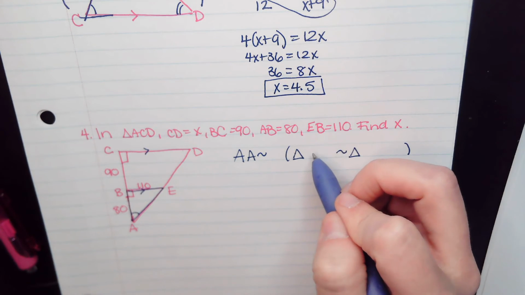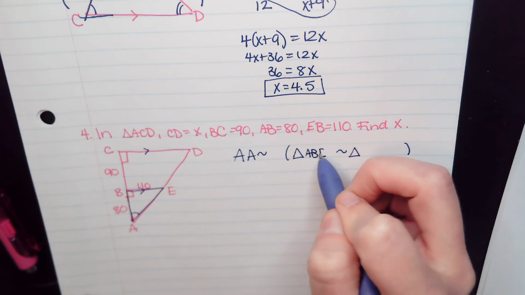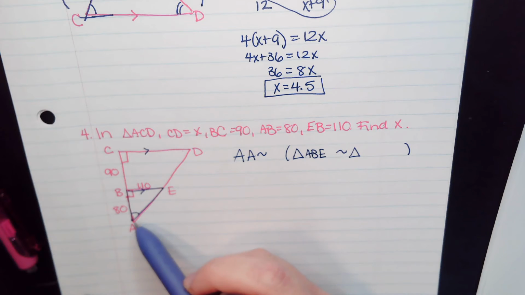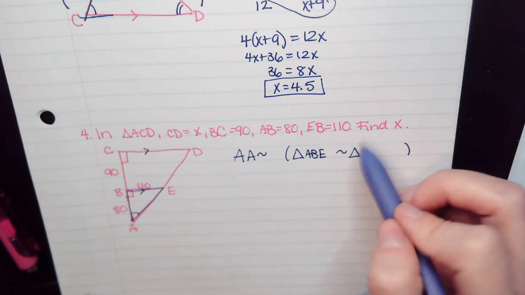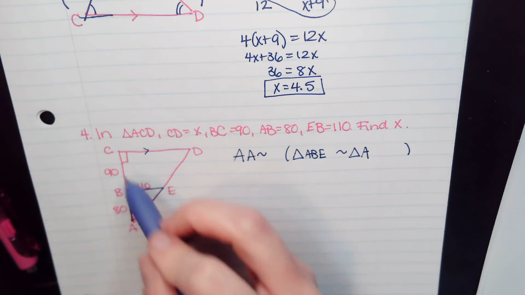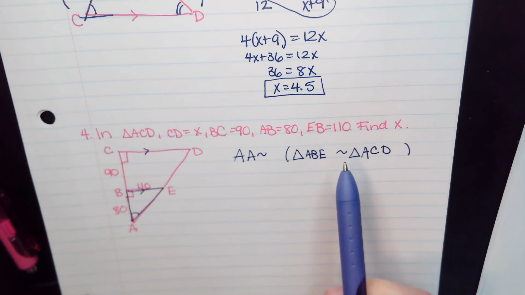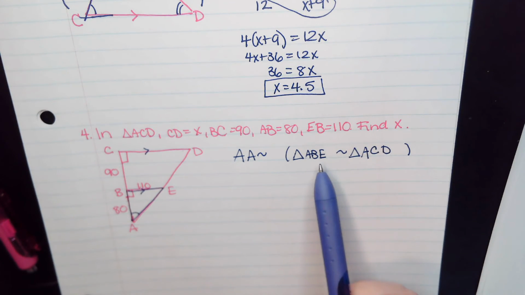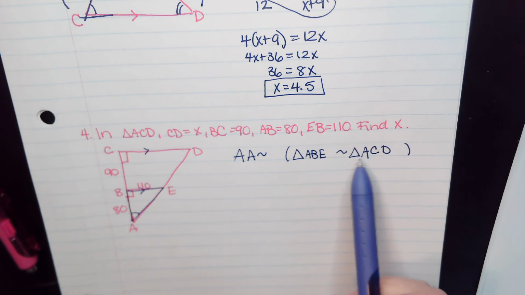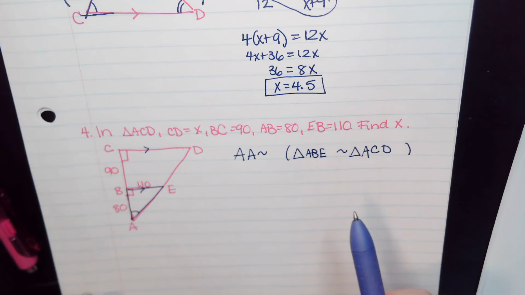All right, so I'm going to start with triangle ABE. So I started with the small one. I went from the reflexive angle to the right angle. So in the big triangle, I'm going to start with A, which was the reflexive angle, go to the right angle, which is C, and then to D. Again, if you had something like BAE, then here you would have CAD. So just make sure that those match up appropriately.